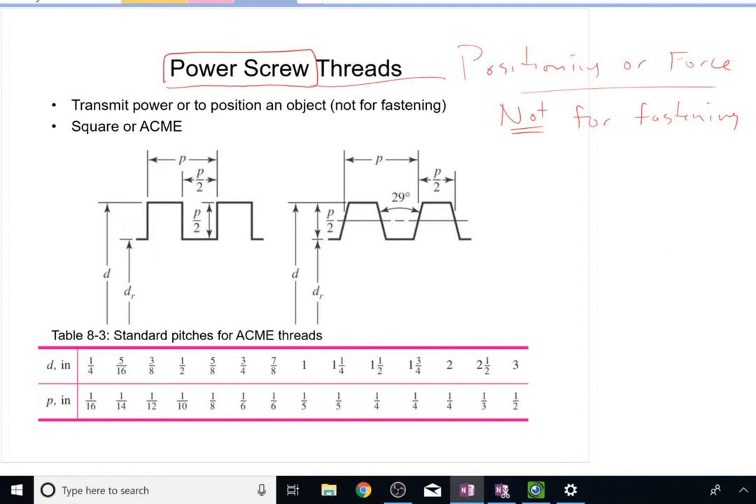Like I said before, there's either a square or Acme option, and those are the only two options. However, within the square or Acme, you could have multiple threads. So you have square or Acme with single or multiple threads.